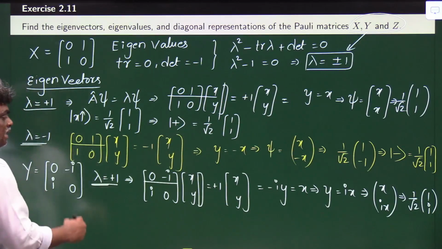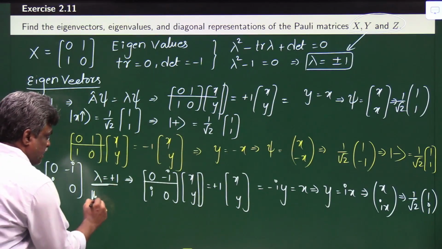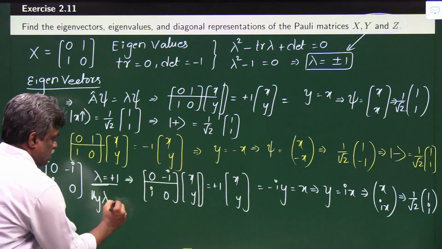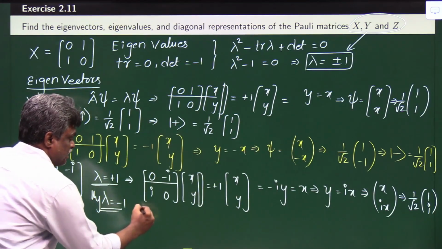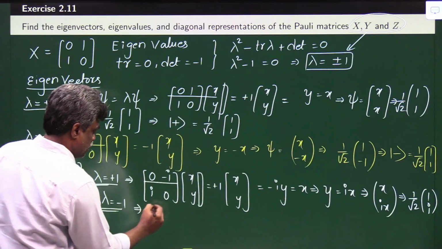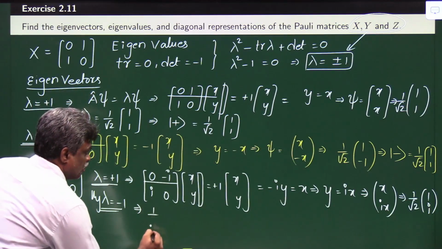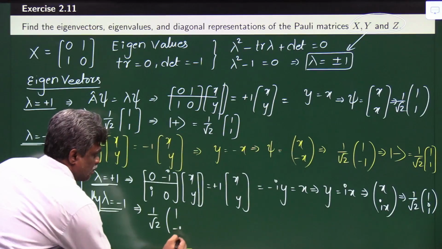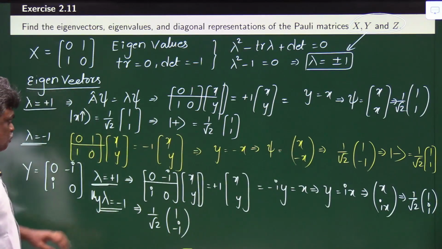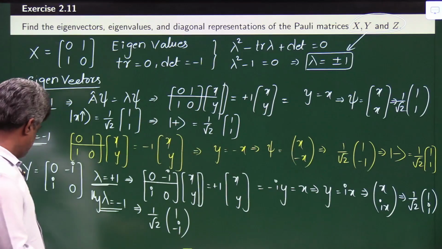Similarly, please try for the next one. For lambda equal to minus 1, you will get 1 over root 2 times (1, -i). I request you please try the second one yourself.